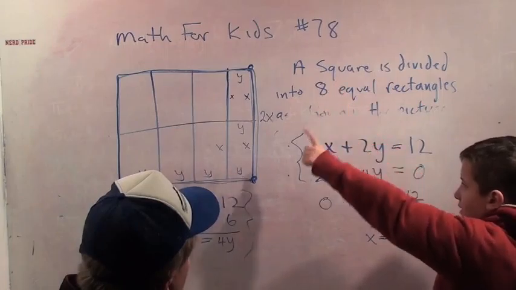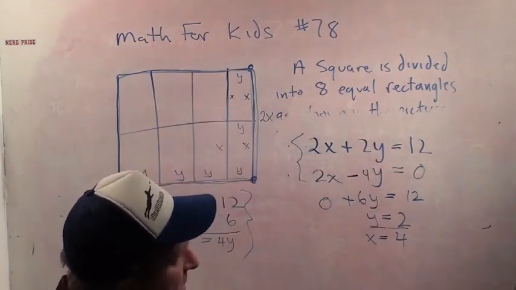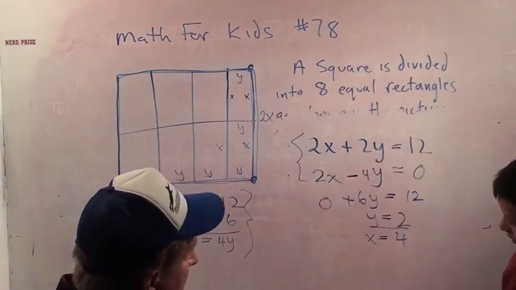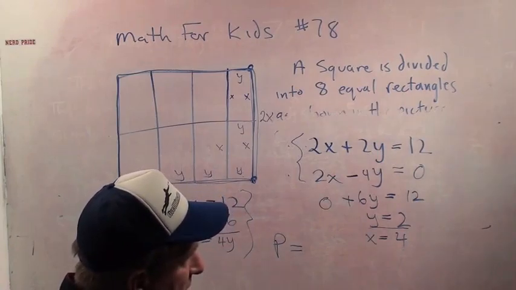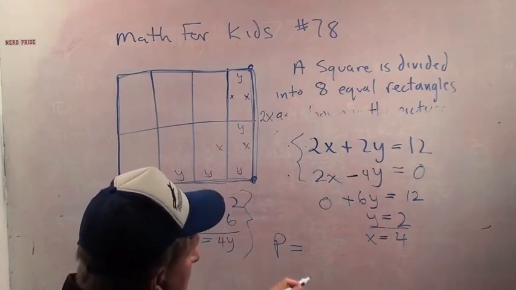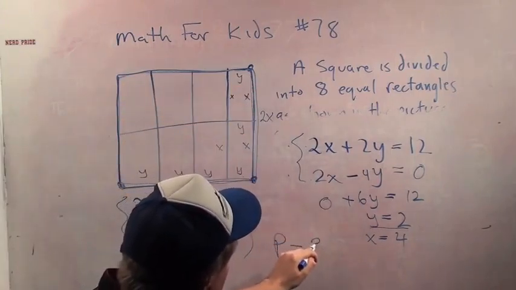Well, this is 2x, so this is 8. So this side of the square is 8. It's all 8. So the perimeter, P, equals 8 plus 8 plus 8 plus 8, which is 8 times 4. So the perimeter is 32.